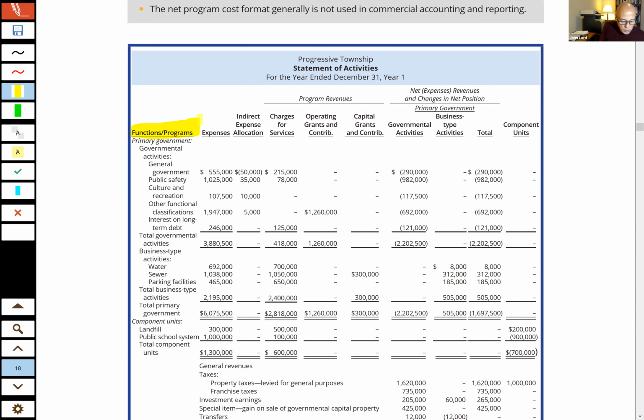Notice we have a functions approach. So functions, remember, are things that governments do, for example, public safety. And notice we broke this into governmental activities versus business-type activities. What funds are included in governmental activities? Anybody remember?